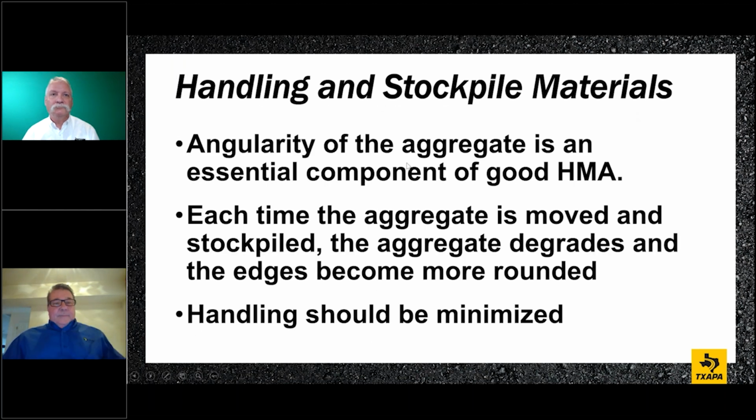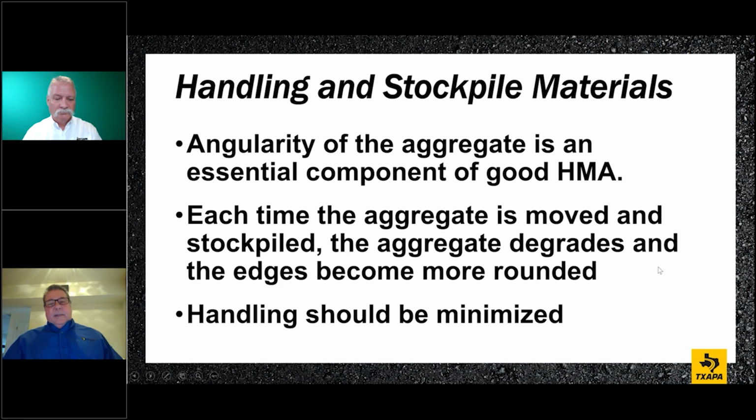Okay, handling. Angularity of the aggregate, again, is one of the most important portions of producing a good hot mix. Each time the aggregate is moved or stockpiled, the aggregate degrades and the edges become rounded. That's a pretty important statement right there. If we're moving stockpiles, once it gets made at the quarry, then you load it up in a truck, and then you come over and dump it, and then your loader is maneuvering around the stockpiles. You're constantly degrading that stockpile.